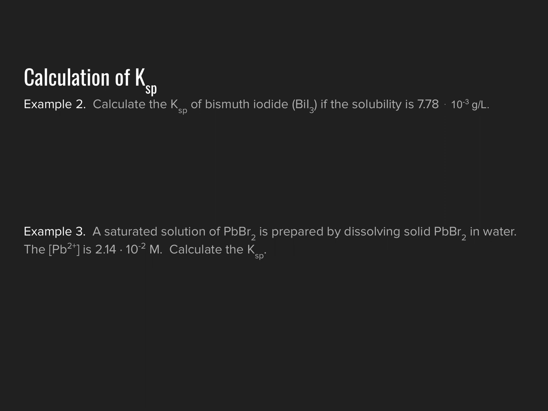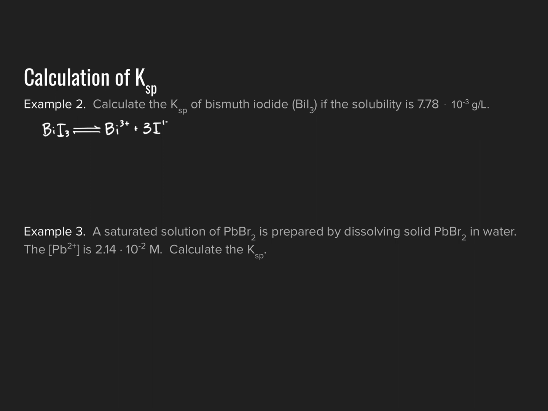So let's start by writing a dissociation equation for our solute, which in this case, in example 2, is bismuth iodide, BiI3. Upon dissociation, my BiI3 is going to separate into the component ions of Bi3+ and 3 iodide ions, I−. So here's my dissociation equation. Let's now set up an ice table.